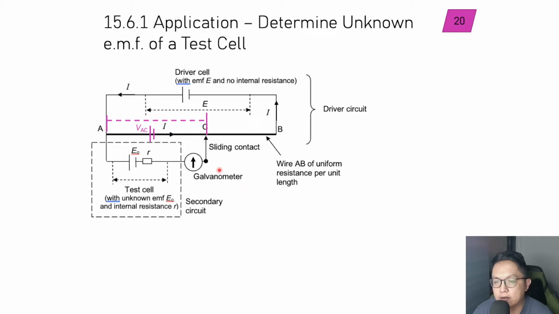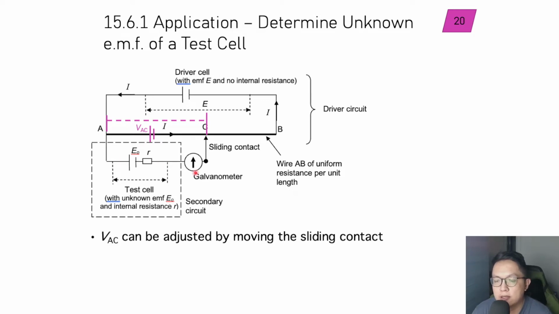What you're trying to set up here is essentially another cell that is equivalent to VAC. Because A is the higher end and C is at the lower end, the positive is pointing to the left hand side, and you can see that it's directly opposite your E naught. If you consider the secondary circuit, the current can flow in either direction, clockwise or anticlockwise, depending on which is bigger.